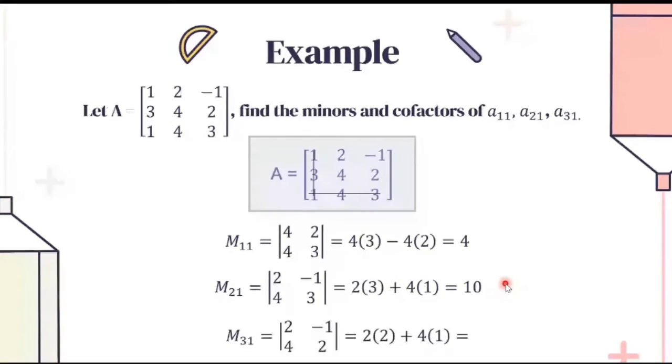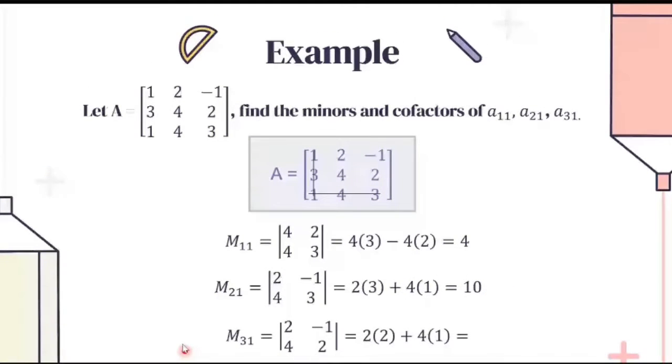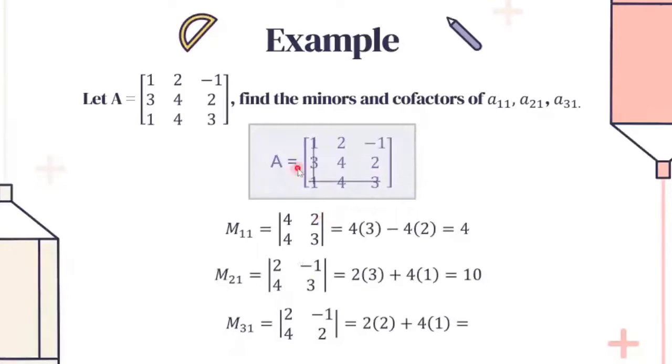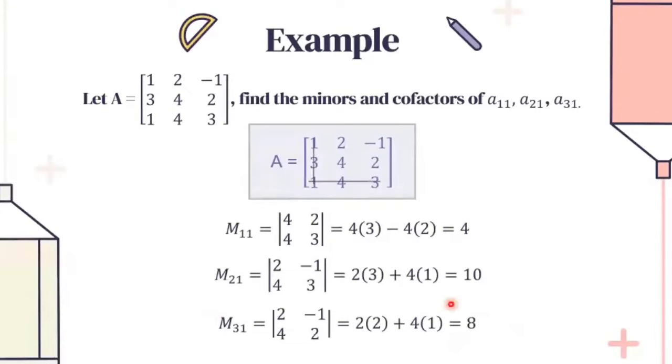Next, we're going to find M31 by deleting the third row and first column. So just take the determinant 2, negative 1, 4, and 2. Okay, so Saffa, can you give me the answer for M31? The answer for the minor M31 is 8, right? Yes, correct. Thank you, Saffa.